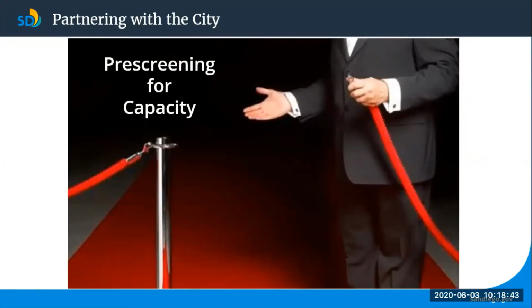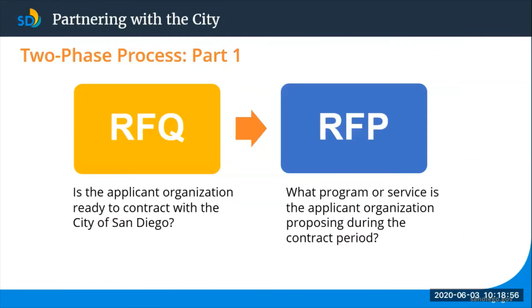So the next part of our process is pre-screening for capacity for an organization. This is really where we start to get into how you apply for CDBG grants within the City of San Diego. And it's a two-phase process. Part one is a request for qualifications. So you'll hear me say this a lot, RFQ, request for qualifications. Phase two is a request for proposals, or RFP.